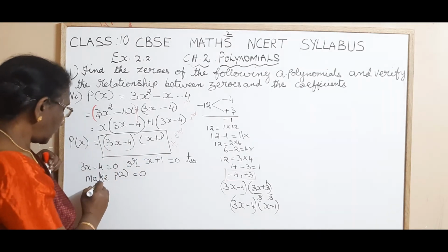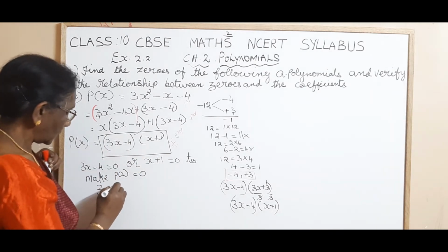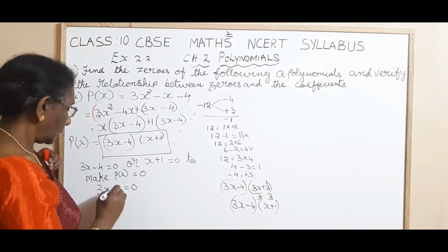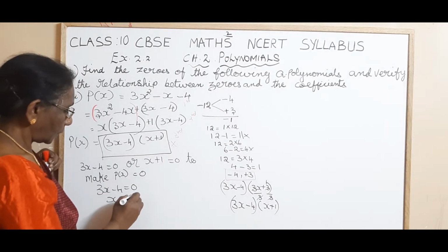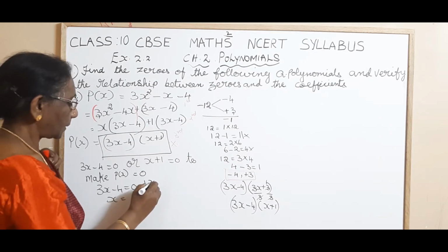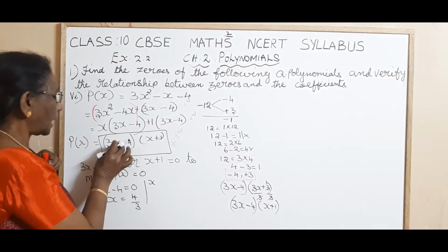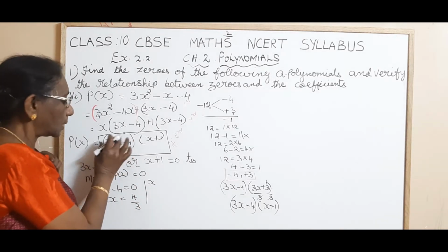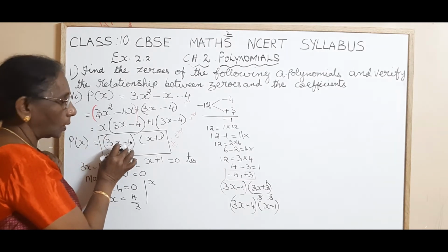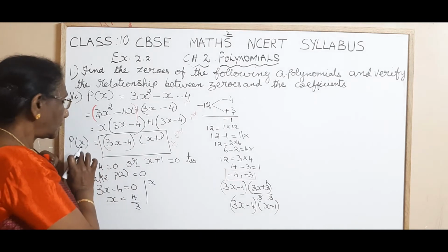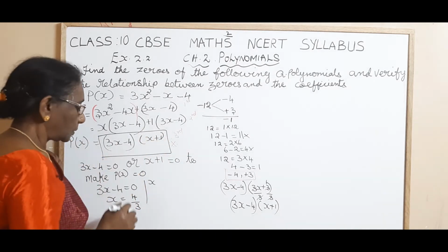So, if 3x minus 4 is 0, then x is equal to, bring this 4 here, plus 4 by 3. If in the place of x you write 4 by 3, then this factor will become 0. Therefore, if this is 0, 0 into this is 0. So, p of x will become 0.